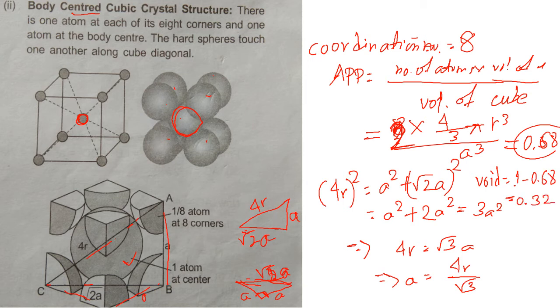How did you get 2 atoms? From the SCC, each corner is 1 by 8 into 8, equal to 1, plus 1 inside atom. Total number of atoms equals 2.